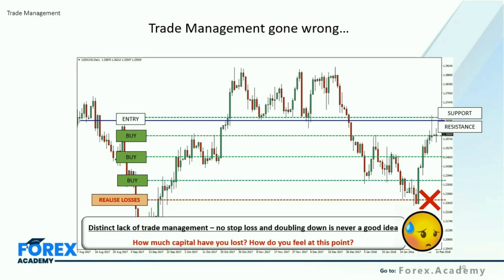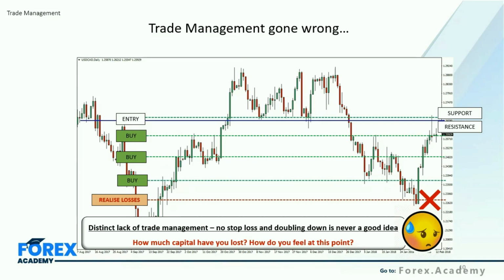And what we've experienced in an example like this is not uncommon for traders, especially when they're starting out, is effectively a distinct lack of trade management. So there's no stop losses being used, and doubling down is often never a good idea at all. And the question we would ask is, how much of your capital has this approach cost you, and how do you feel at this point?